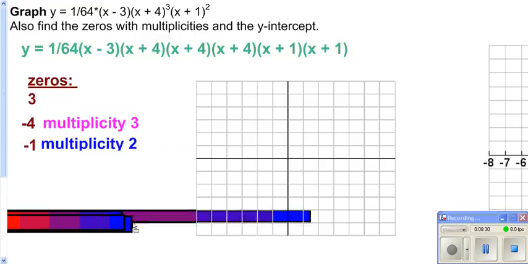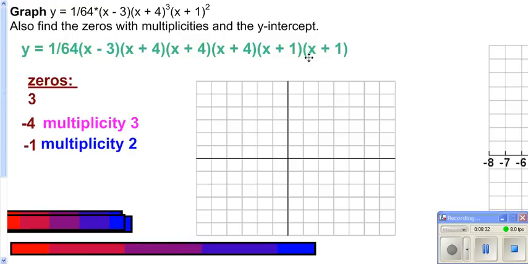Now, if we would go ahead and actually work this out, you'd see that your x plus 1 shows up twice, so you get a -1 from this last one, a -1 from this one here, shows up twice. From here, these 3 in the middle, you get a -4 showing up 3 times, so that's why it's multiplicity of 3. Your y-intercept is what you get when you just plug in 0.